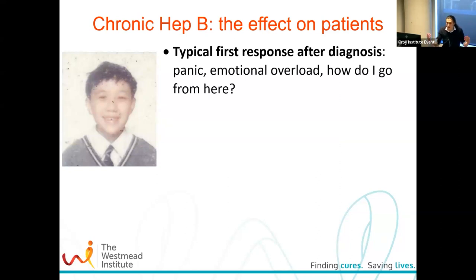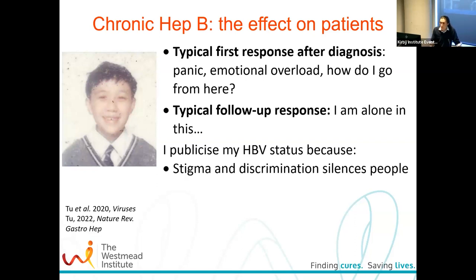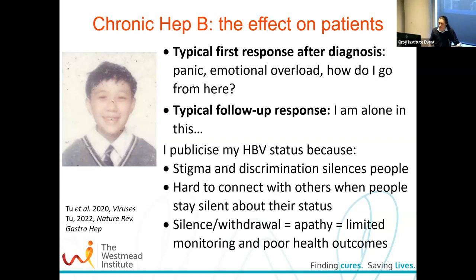And later on, finding out that it's a cause of liver cancer and all of that sort of thing. And it's a sort of shameful thing. And so you're left on your own. You can't really talk to other people about it. Otherwise, there's this stigma and discrimination associated with chronic Hep B. I personally decided to publicize my status because of those experiences I had as a kid, because that stigma and discrimination silences people. And it's just harder to connect to others when people stay silent about their status. And when that happens, you have apathy, people don't get monitored, and have poorer health outcomes because of it.